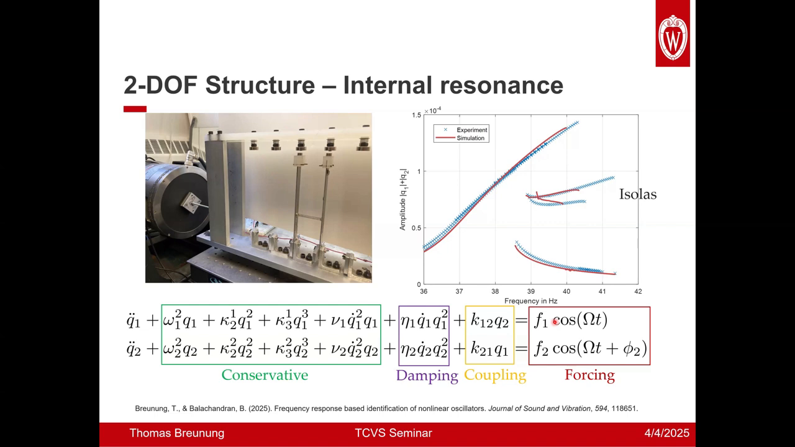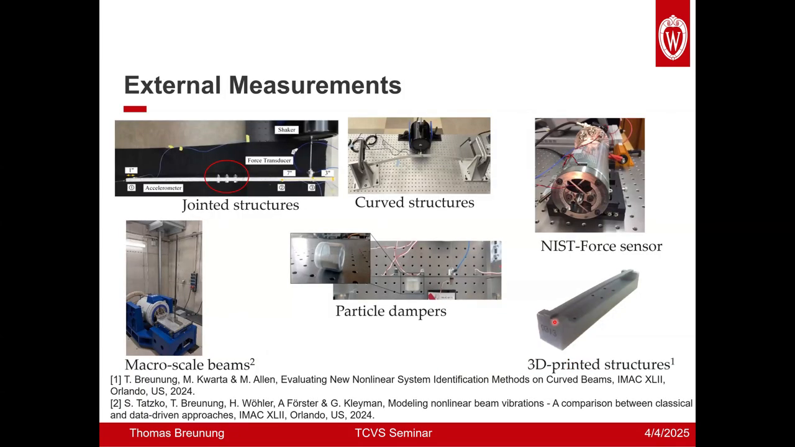What happens if we don't have complete freedom of choosing our observations? Can we also do this for external data sets? And the answer is yes. So I've worked with jointed structures. Matt Brake at Rice University is interested in jointed structures, and they have published some data sets. I can identify equations of motion for those kinds of vibration setups.